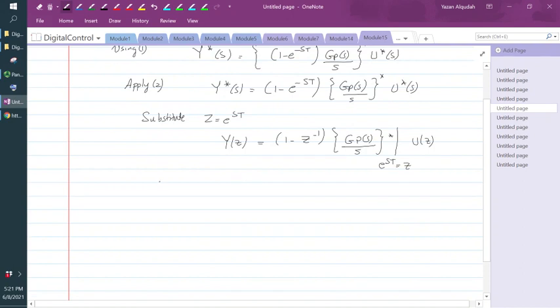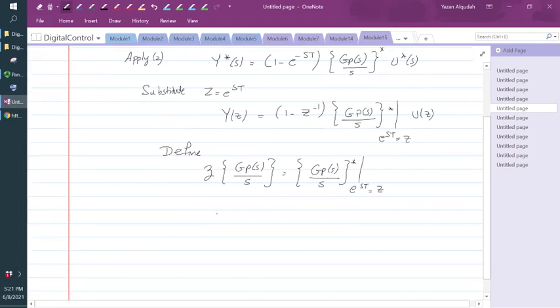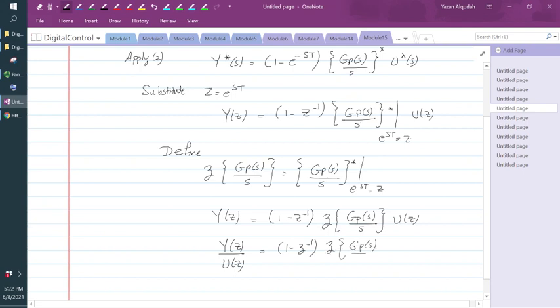And this term here, Gp over s star, we're going to have to replace e to sT with z. Now what we're going to do, we're going to define z of Gp of s over s as the following: as Gp of s divided by s star when e to sT is equal to z. So this is by definition. If I use this definition and go back, I'm going to get y of z equal to 1 minus z to negative 1 multiplied by the z transform of Gp of s divided by s, multiplied by u of z. Or I can write this as y of z divided by u of z equal to 1 minus z to negative 1 times z of Gp of s divided by s. And this is the conclusion that we want.